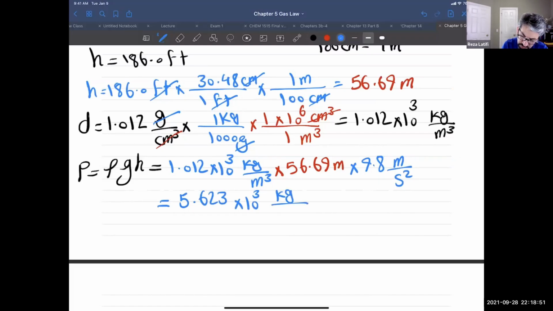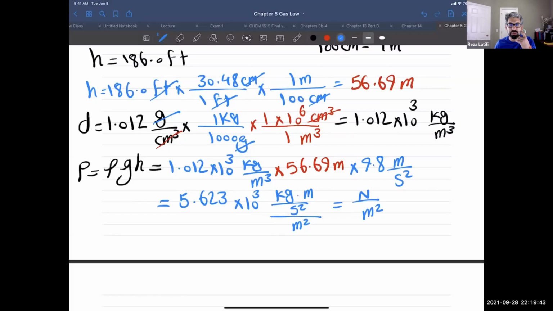kilogram over meter second squared. Oh, hold on, okay. I have m squared actually here. So I have m cubed multiplied by m multiplied by m. So I get m squared there. Okay, I'm going to cancel one of these and write it here. Is it going to be correct? Yes. Okay, which is going to be equal to Newton over m squared.